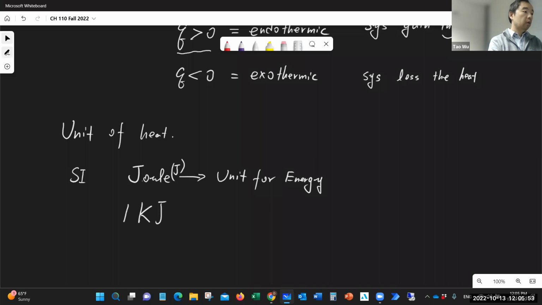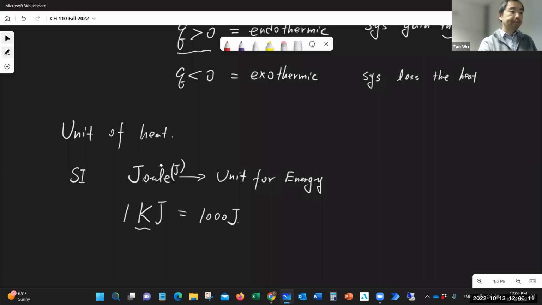So 1 kilojoule is equal to 1,000 joule. Hopefully you can convert. The kilo is the same thing, right? Kilogram means 1,000 grams. 1 kilojoule is 1,000 joule. So this is the unit for the joule.